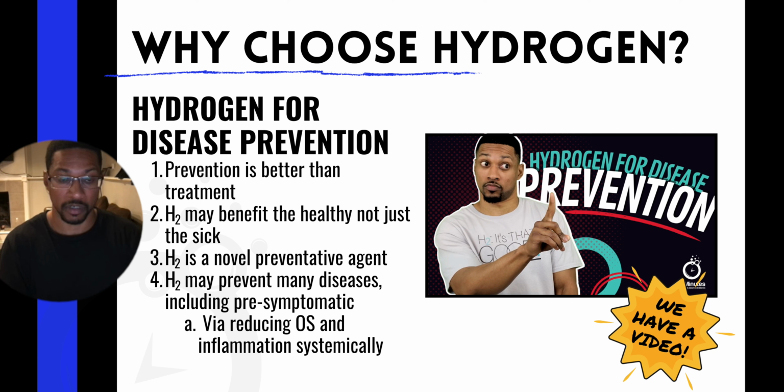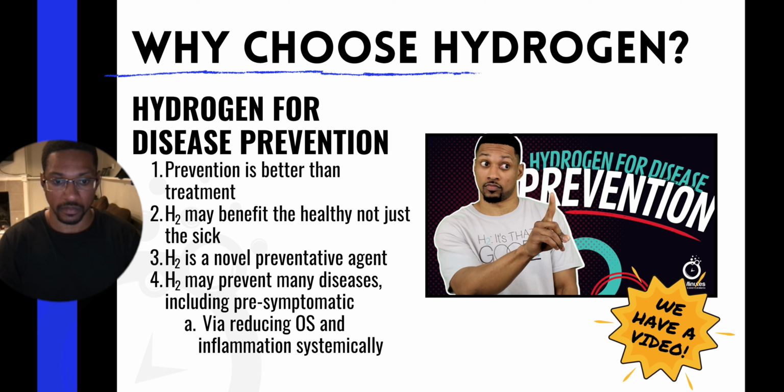Prevention is better than treatment. It's better to prevent cancer than try to treat cancer. H2 may benefit the healthy, not just the sick. H2 is a novel preventative agent, and H2 may prevent many diseases, including pre-symptomatic diseases, via reducing oxidative stress and inflammation systemically. A pre-symptomatic disease is a disease that's developing in your body, and you don't even know it. You can't feel it developing. A disease that would fit into this category would be diabetes. You could be developing diabetes for 10 years, and you might not feel the effects until you're in a diabetic state in your body.